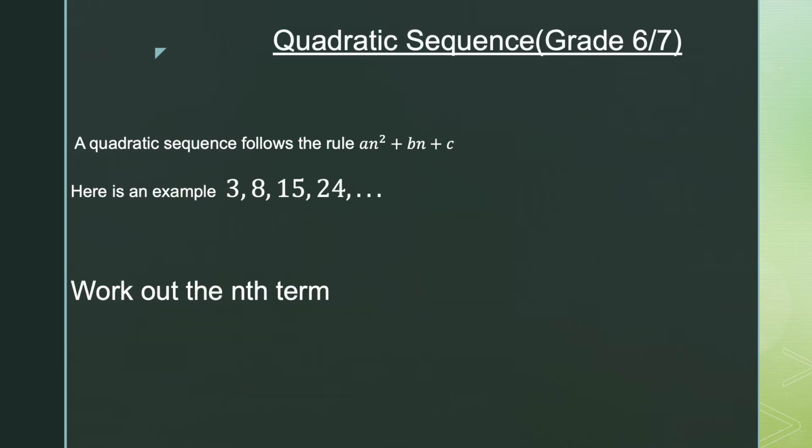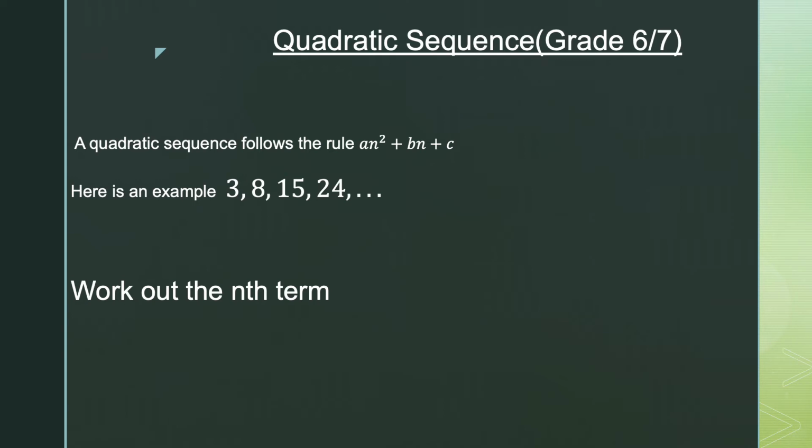Right, so quadratic sequences. The next part follows the rule an squared plus bn plus c. We have an example here: 3, 8, 15, 24. Work out the nth term. So the rule here is we're going to work out what we call our first difference. 3 to 8 is 5, then 7, 9. So we know straight away that this cannot be an arithmetic sequence, because I am adding on different amounts each time. Then I'm going to work out a second difference, plus 2 and plus 2. You will see why I'll be doing this in a minute.